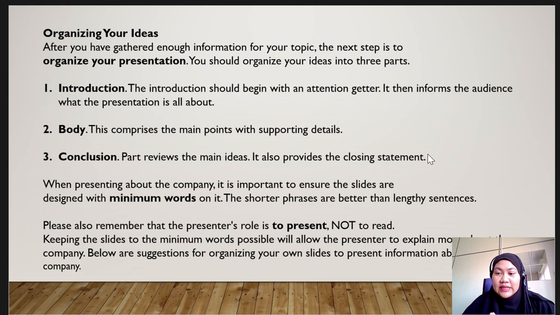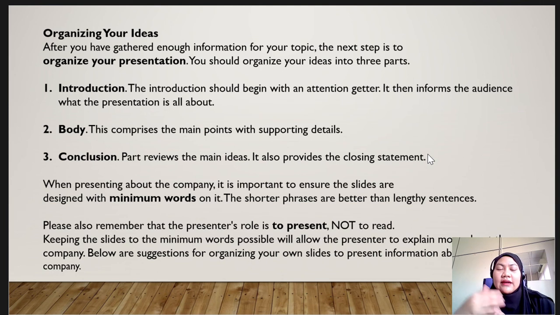It should begin with an attention grabber or getter. Try to figure out what is the most suitable attention getter that you could use. It then informs the audience what the presentation is all about. After that, you talk about how we wish to elaborate or dissect the organizational structures of these two companies. They are blah blah blah and blah blah blah.